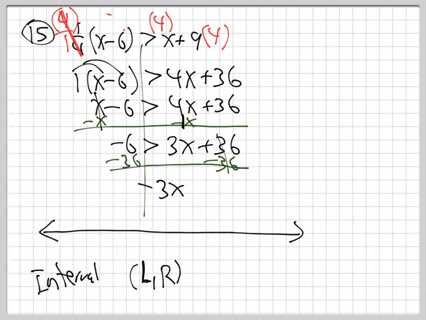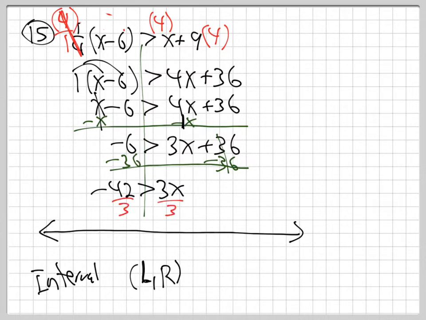So 3x, and this, just use your calculator. It's minus 42, or if you just think money, right? Negatives are losses. If you lose $6 and lose $36, you lost a whole bunch of dollars, $42. Last step to get x alone is almost always divide.